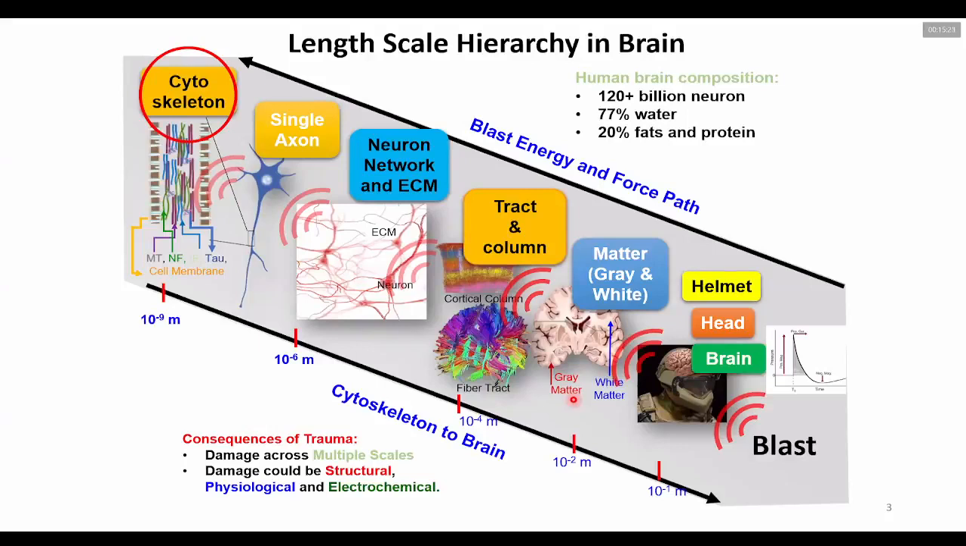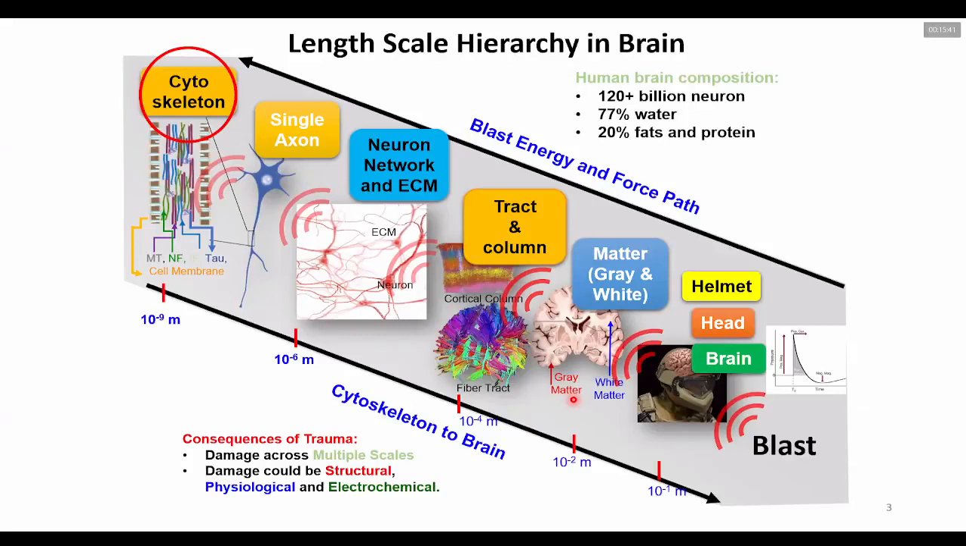And that's why, when we try to solve a problem relating to brain injury, we have to know that there is a length scale hierarchy in the brain. For example, if you hit someone on the head, you can immediately see, or may not see, depending on the extent of the injury, that that person is injured in the head. You are talking about macro scale.